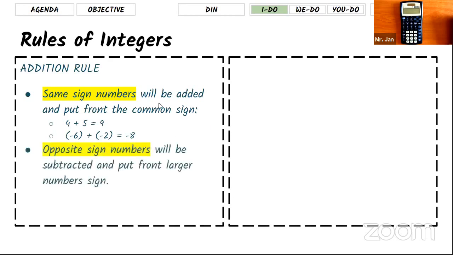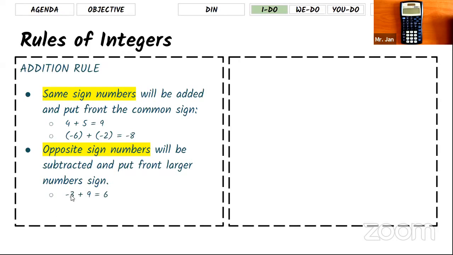And there is a second rule, and it's about opposite sign numbers. So you're not always adding same sign numbers. Sometimes you add opposite sign numbers. And when you do that, you need to subtract those two numbers, like for example, 6 and 2. I'll give you an example on the bottom. So you need to subtract them and put the larger number's sign in front. So the key point is you need to see which number is larger than the other one and put that sign in front of them, okay?